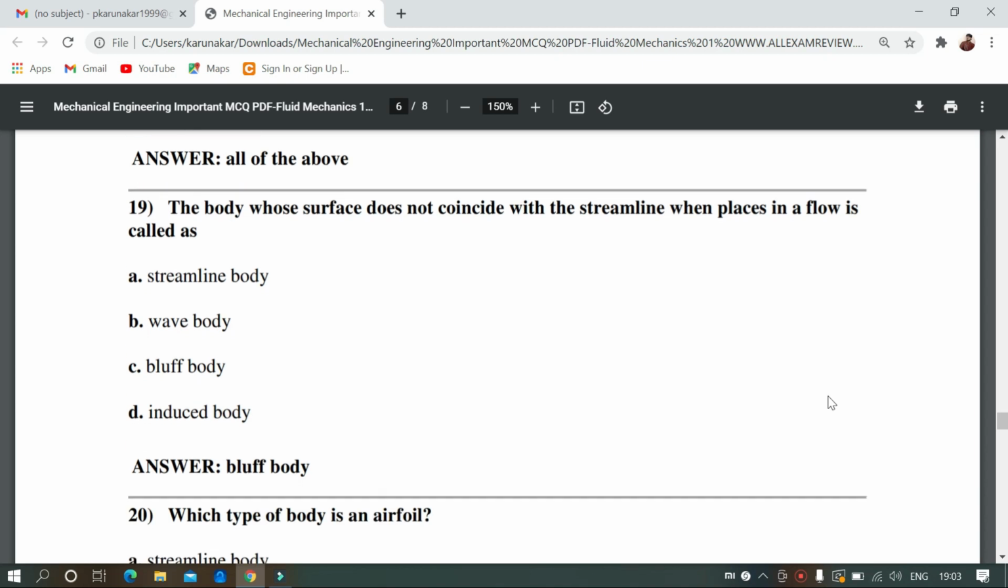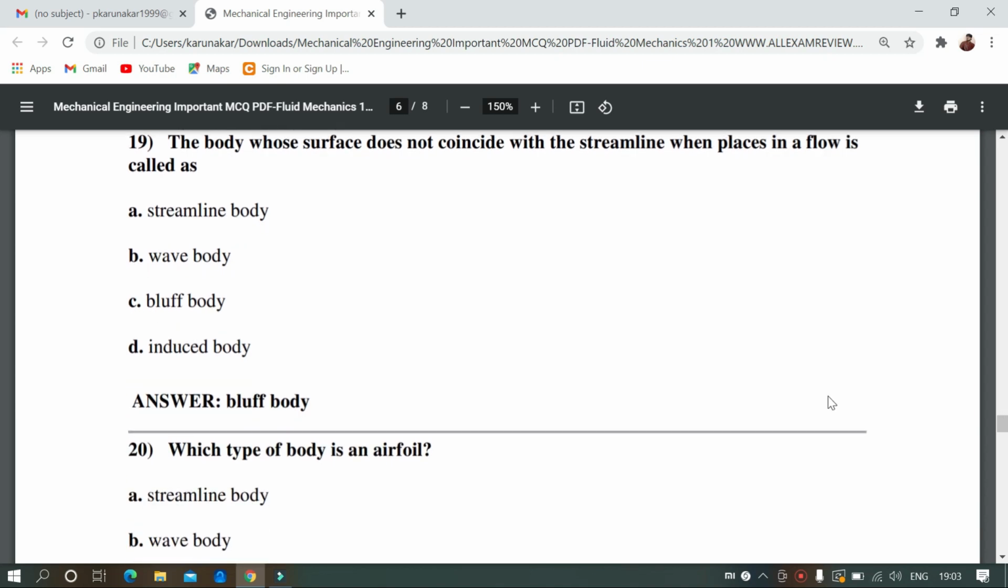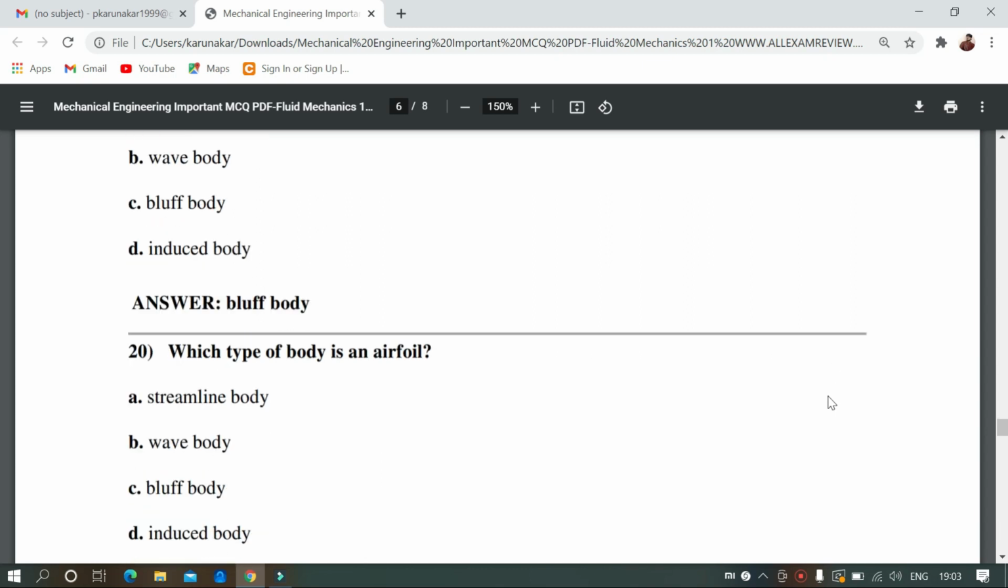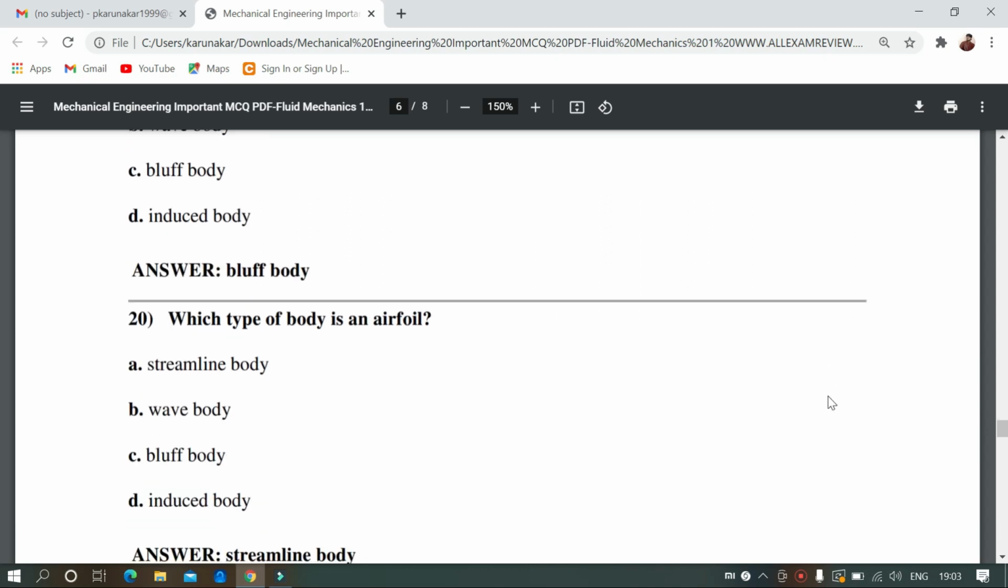Okay, so the last question of the episode: which type of body is an airfoil? Repeating the question, which type of body is an airfoil? Option A, streamline body, option B, wave body, option C, bluff body, option D, inused body. So the correct answer is streamline body, that is option A.